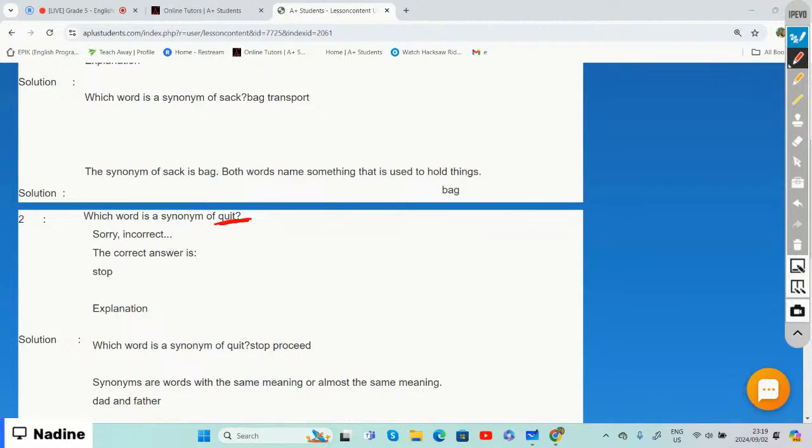And the word that is the same as to quit, right? Does it mean you need to stop, or does it mean you need to proceed? Which one is correct?